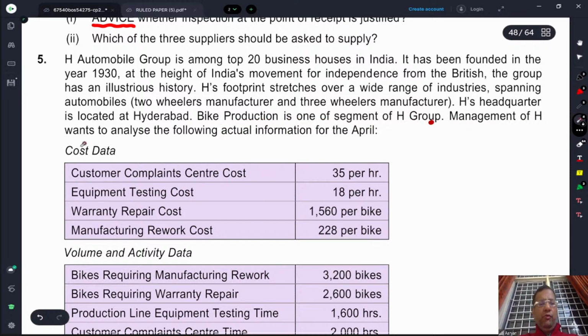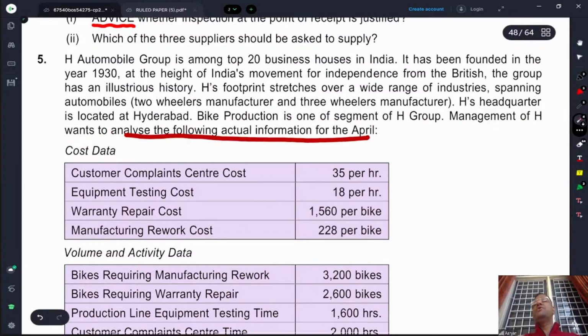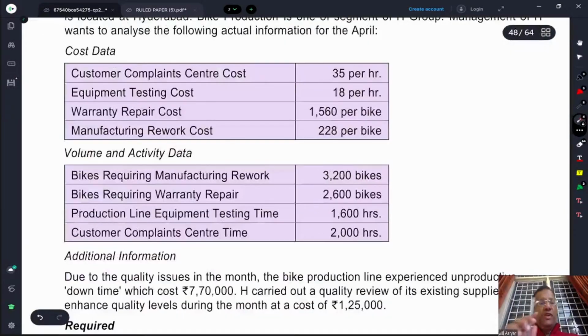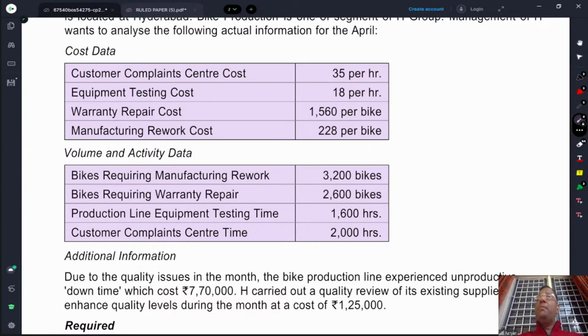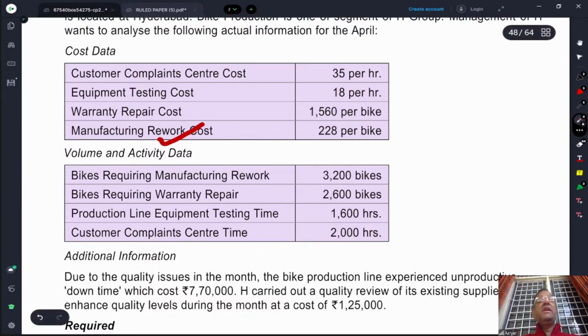Management of the group wants to analyze the actual cost information for the appraisal. Cost data has been given. If we receive any consumer complaint, that will cost us ₹35. If there is any equipment testing cost, it will cost us 18 rupees. If there is a warranty repair cost, it will cost us 1560 per bike. If there is a manufacturing rework cost, it will be 228 per bike. And this will be multiplied by the volume, which has been given here.